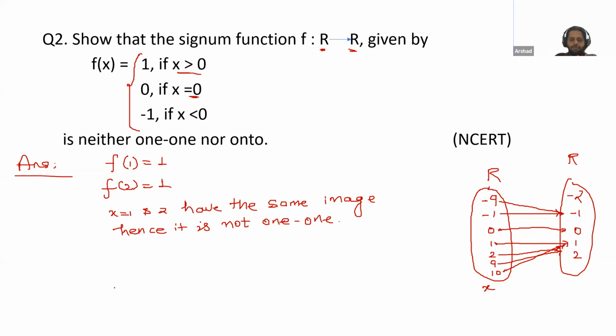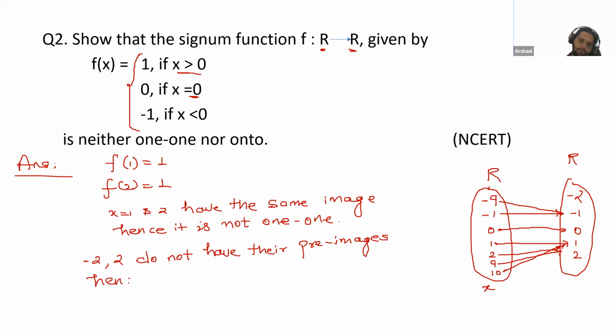So Sav, can you give us an example? -2. Minus 2 plus 2. Okay, so you can write any value. You can write here like this: -2, 2 do not have their pre-images, hence the given function is not onto.